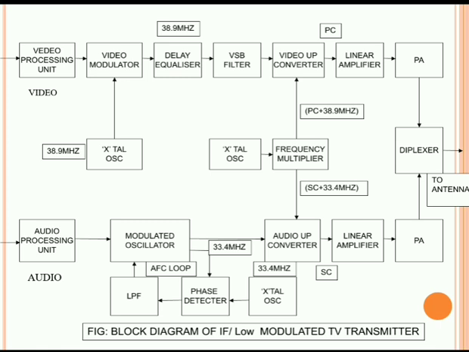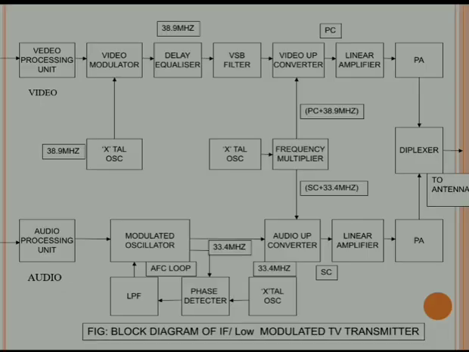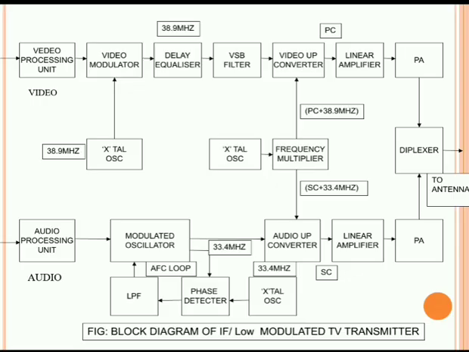After that we are using a delay equalizer and VSB filter. You can see here the VSB filter is used after the modulation. In high level modulation it was used in the process of modulation. Here we are using it after the modulation. A video up converter is also used here. Linear amplifiers are also used. A duplexer is also used. For processing the audio signal, we are using an audio processing unit.